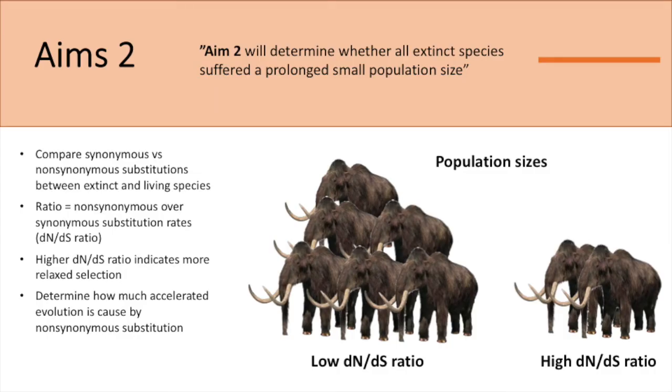For our second aim, aim 2, I determine whether all extinct species suffered a prolonged small population size. This is achieved by comparing synonymous versus non-synonymous substitutions between extinct and living species. A ratio is then calculated by having non-synonymous substitutions over synonymous substitutions.